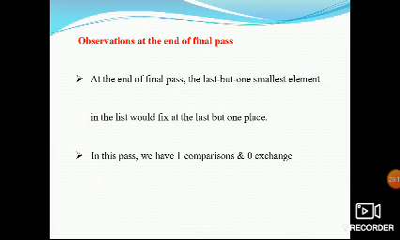So the observation at the end of the final pass: the last but one smallest element in the list is fixed at the last but one place. In the final pass we have 1 comparison and 0 exchange, because it is the final one and there is no need to exchange. So 0 exchange. In this pass we have 1 comparison and exchange.